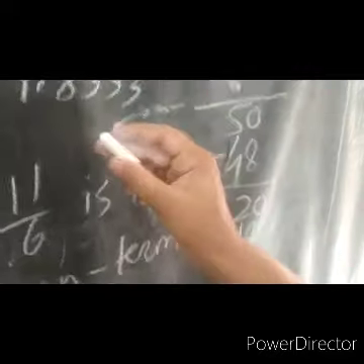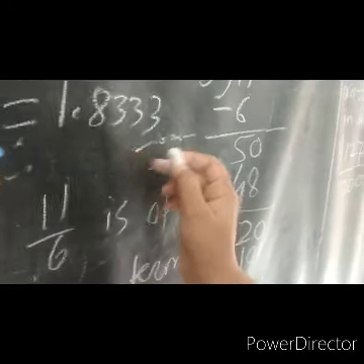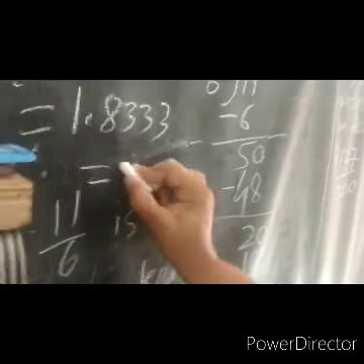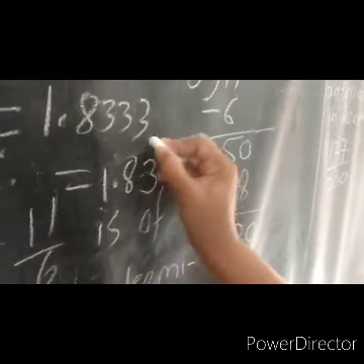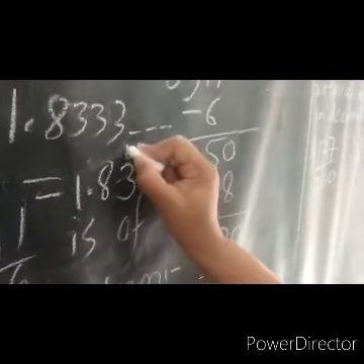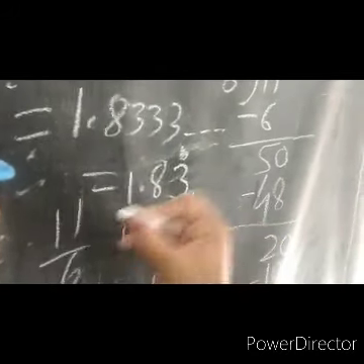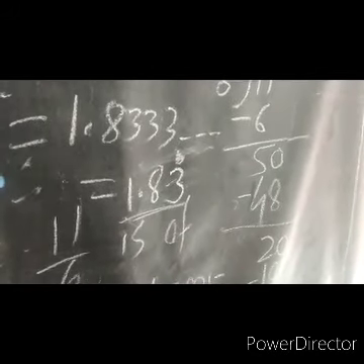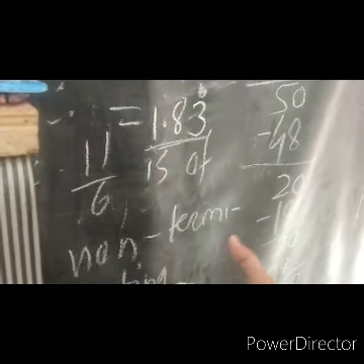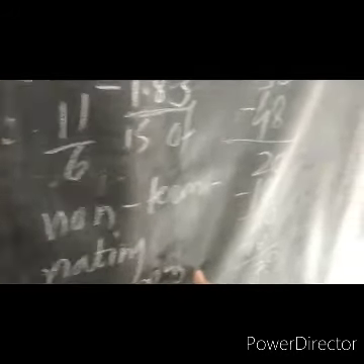So it can be written as 1.8333 and so on. That is 1.83 dot. This number 3 is coming again and again, therefore 1.83 dot. So this is the answer, and therefore this example is of this type, non-terminating recurring type.